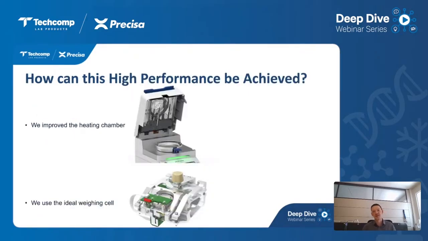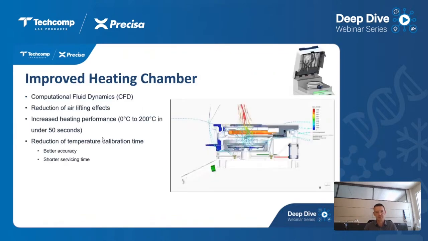How can we achieve this high performance? We have an improved heating chamber with our new moisture analyzer, and we also use the ideal weighing cell for this application. The improved heating chamber started with state-of-the-art software, computational fluid dynamics, short CFD, which we can see here on the right.